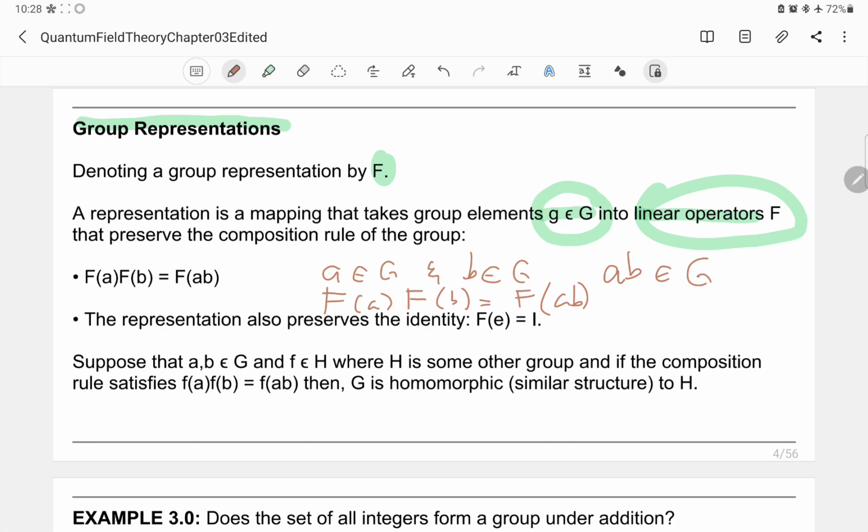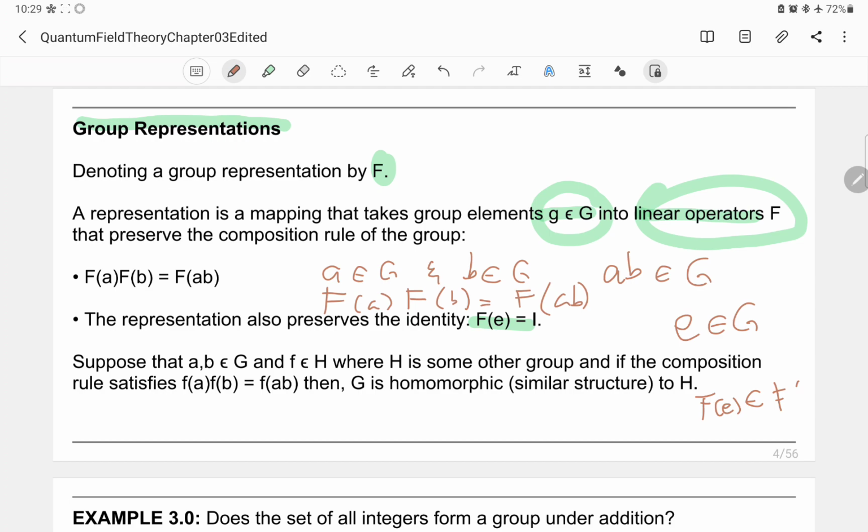And also this representation preserves the identity. So of course the identity E is an element of G, so your F of E, which could be a matrix or a function, is an element of the representation group of F. Say, for example, it's F prime.